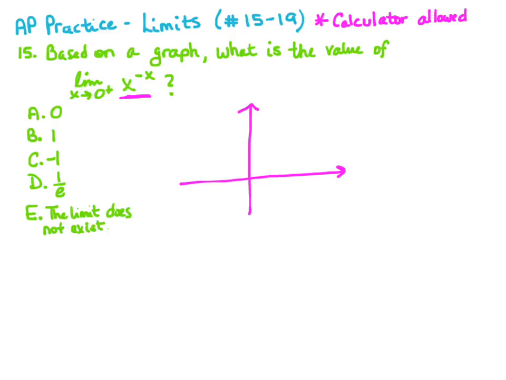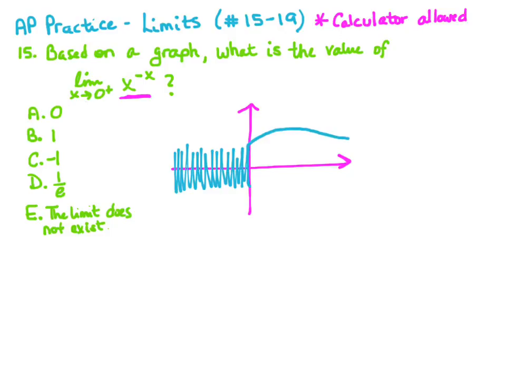On the left side of 0, the graph is oscillating back and forth. It's hard to tell what it's doing. It's going back and forth, and at 0 from the left side, there would actually be no limit. But on the right, things tend to smooth out, and the graph goes something like this.